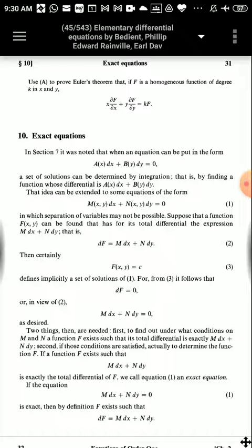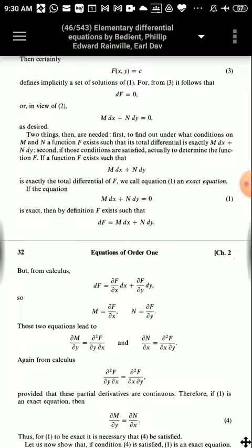If the equation M dx plus N dy equal to 0 is exact, then by definition f exists such that df is equal to M dx plus N dy. But from calculus, df is equal to dou f by dou x into dx plus dou f by dou y into dy. We compare these two equations and see that M is equal to dou f by dou x and N is equal to dou f by dou y. These two equations lead to dou M by dou y equal to dou 2f by dou y dou x, and dou N by dou x equal to dou 2f by dou x dou y. We are just differentiating these two equations with respect to y and x.